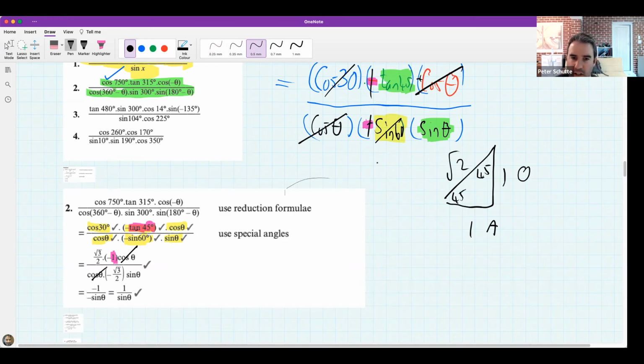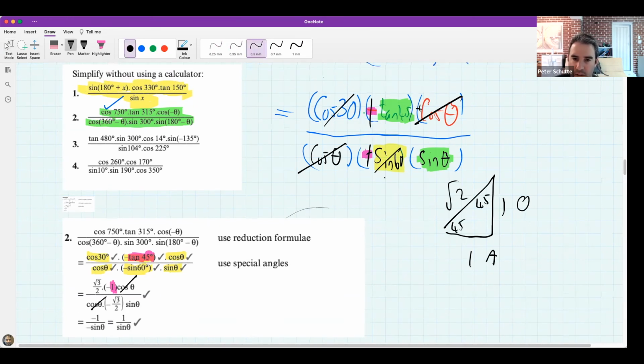Now, where else did we lose something? Did I do something wrong here? Have a look. I got 1 over sine theta. Okay, no, people are getting 1 over sine theta here. So cos of 30 minus tan 45, cos of theta minus sine of 60, sine of theta. Yes. These cancel out. Oh, and this also cancels out. That's why I'm getting confused. The negatives go away, and I'm left with 1 over sine theta.